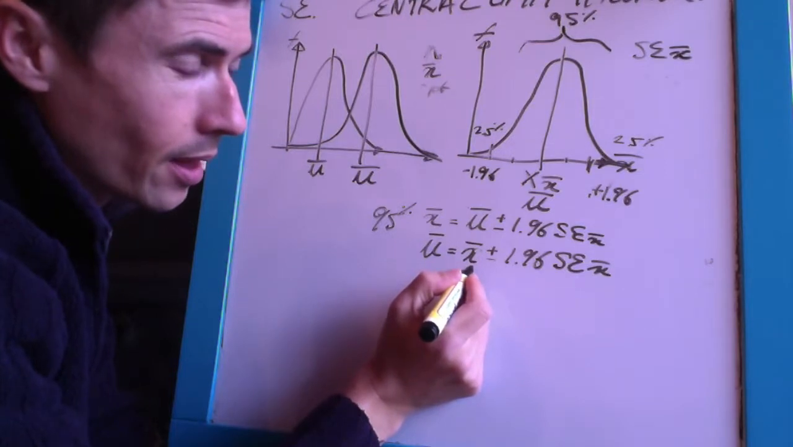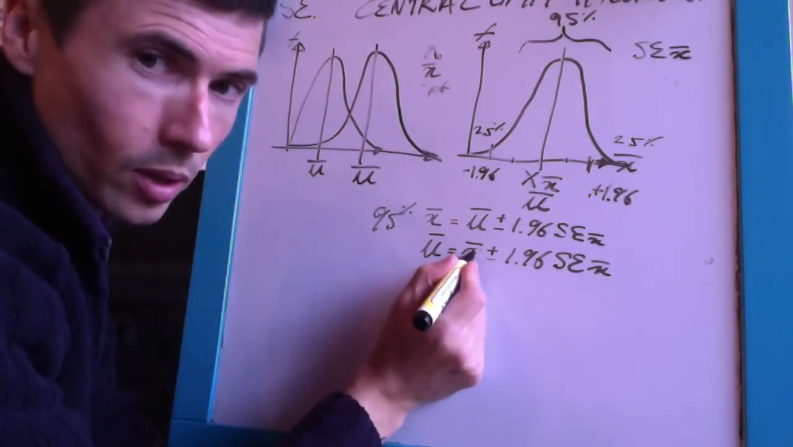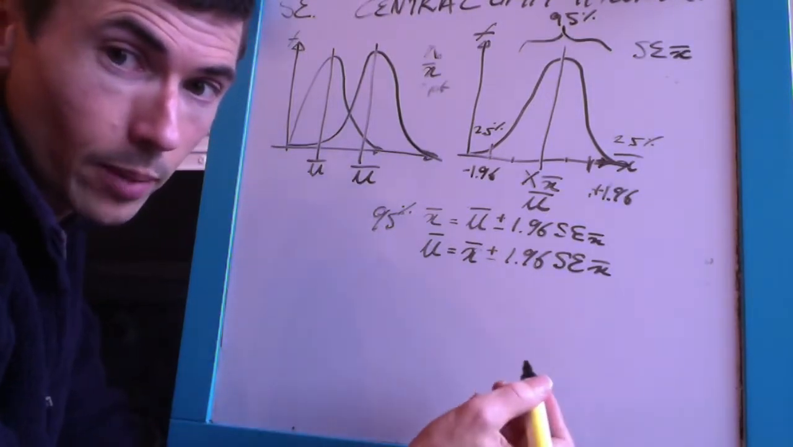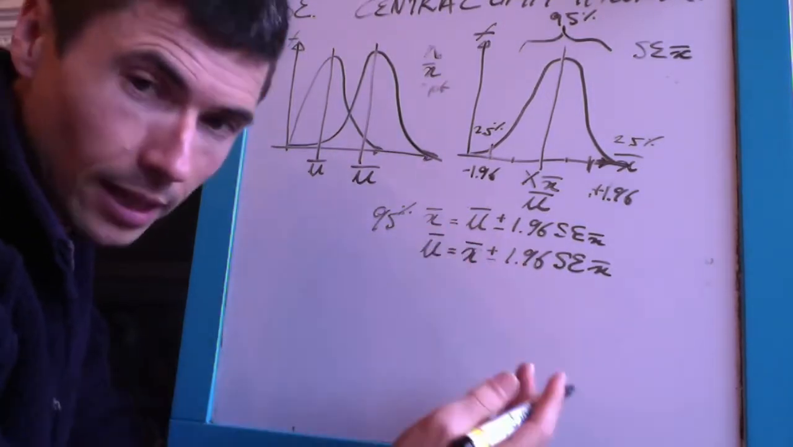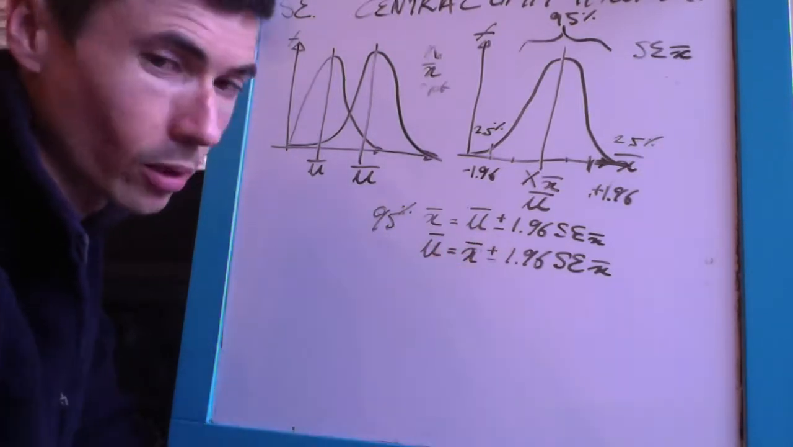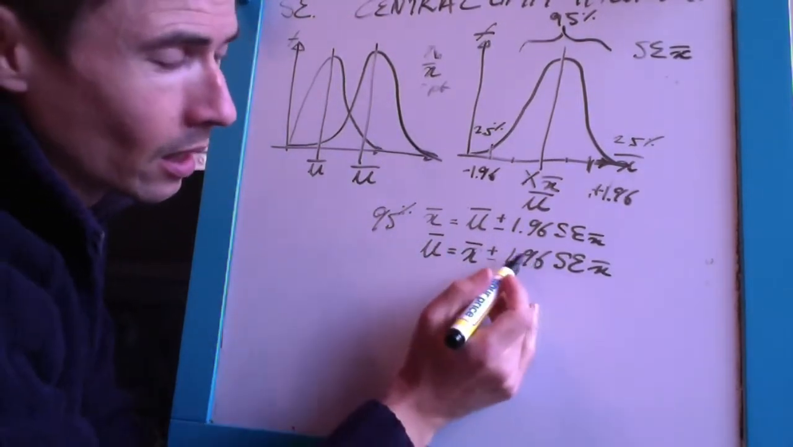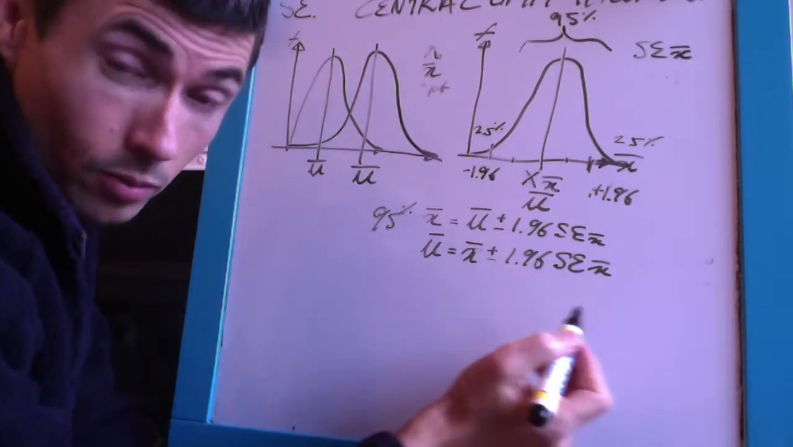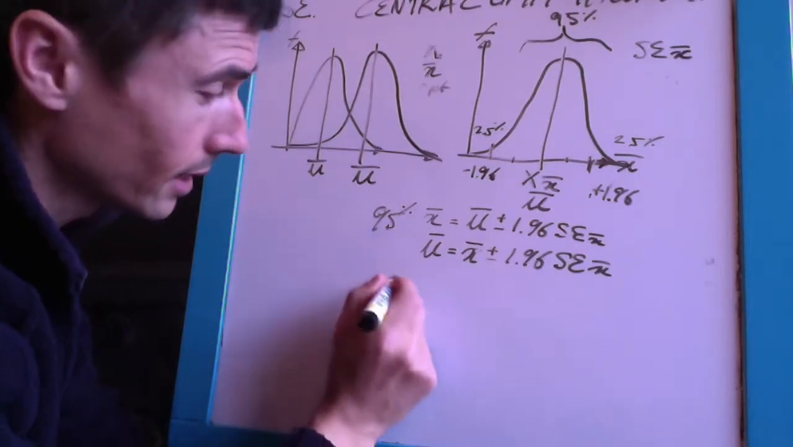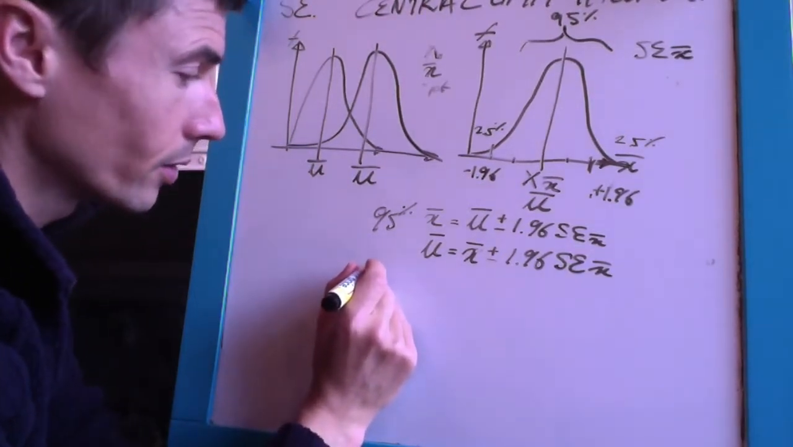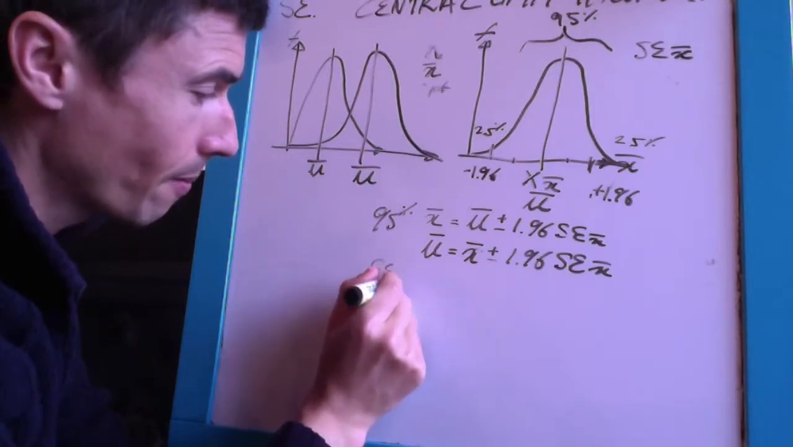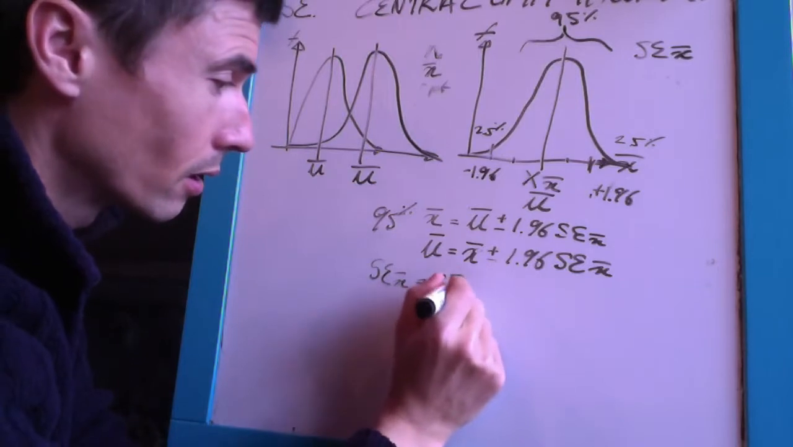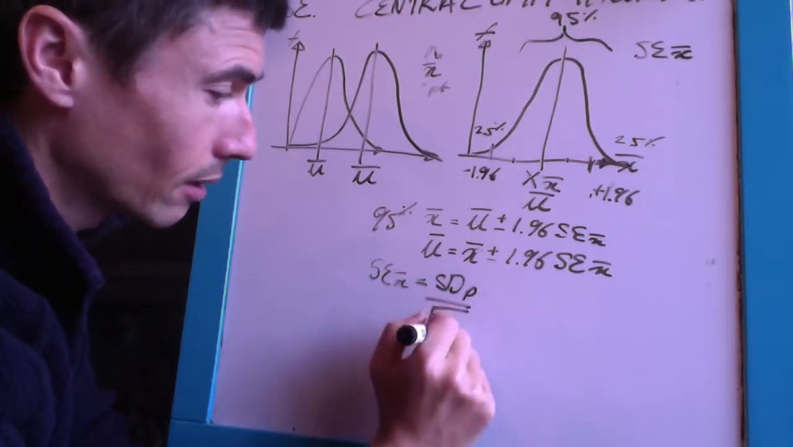Like I said, we can calculate our sample mean easily. We add up the values in our sample and divide by the total number in the sample. But can we calculate the standard error of the mean? Yes we can, and the way we do that is by using this equation. The standard error of the mean is equal to the standard deviation of our population divided by the square root of n.